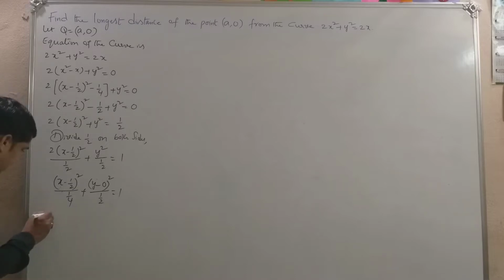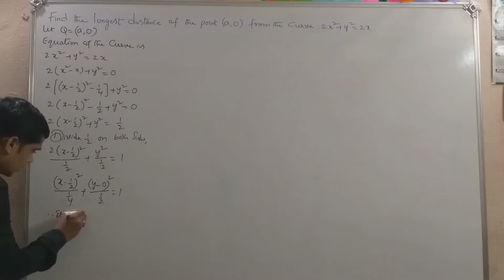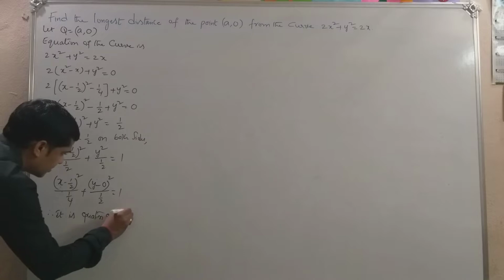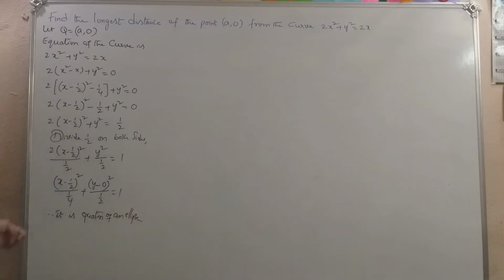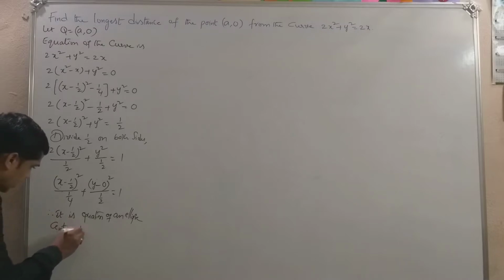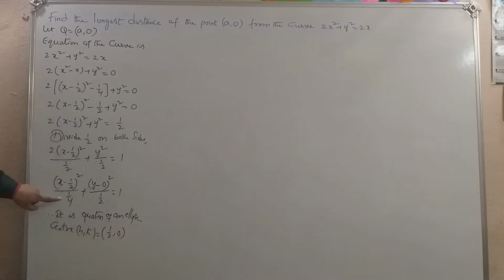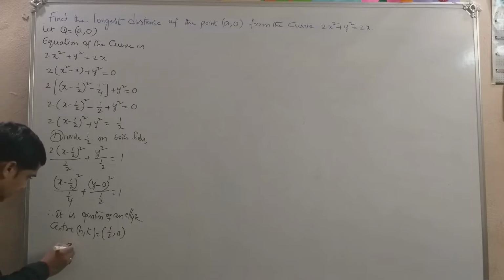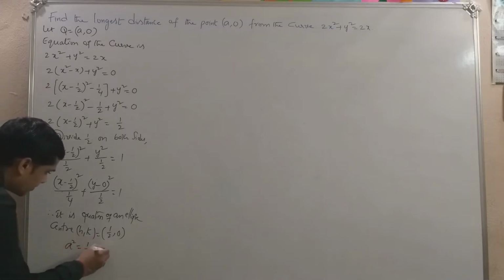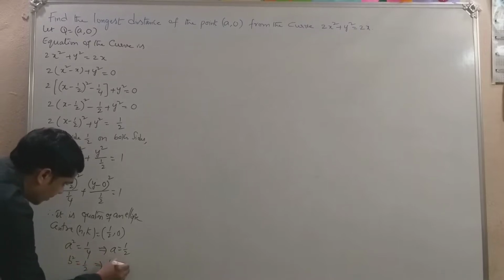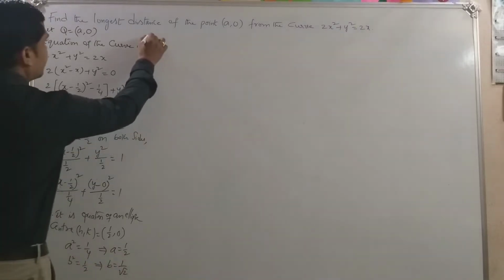So therefore it is the equation of an ellipse where the center (h, k) is equal to (1/2, 0) and a² value is 1/4. So a² is equal to 1/4. This implies a is equal to 1/2, and b² is equal to 1/2, which implies b is equal to 1/√2. Okay.